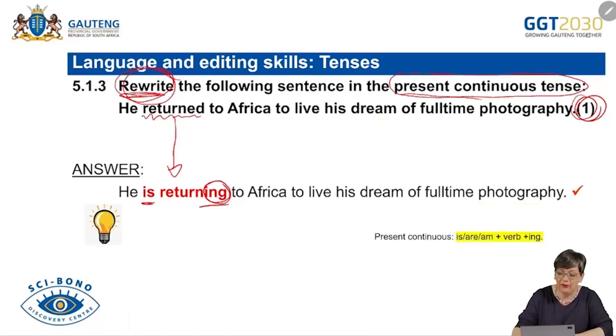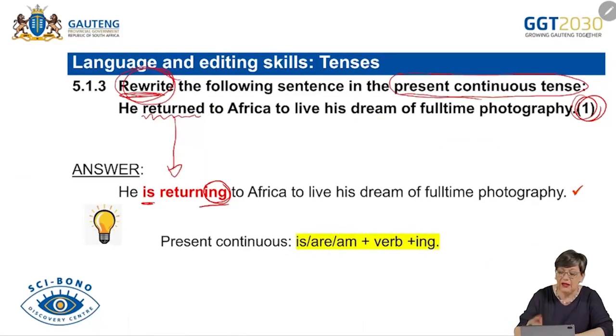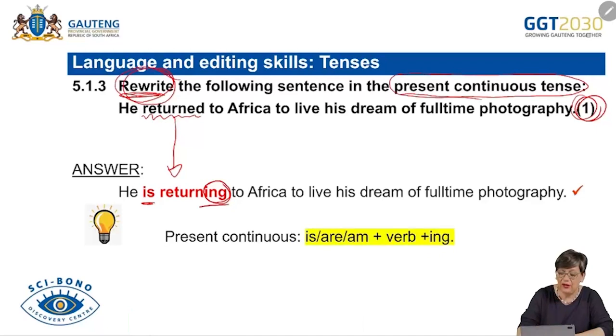Let's try another one. Yes, because this is what you have to remember. In the present continuous tense, we are either going to use is, are, or am, plus our verb, plus ing. Right.